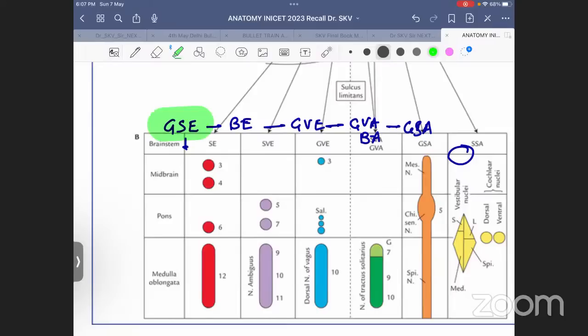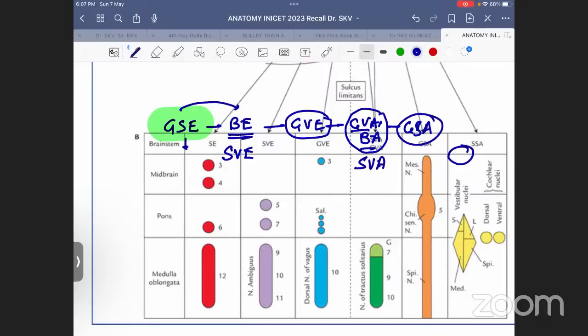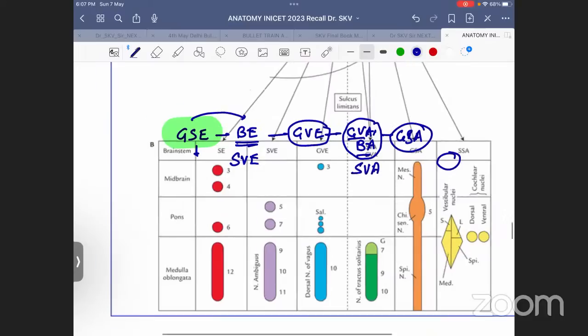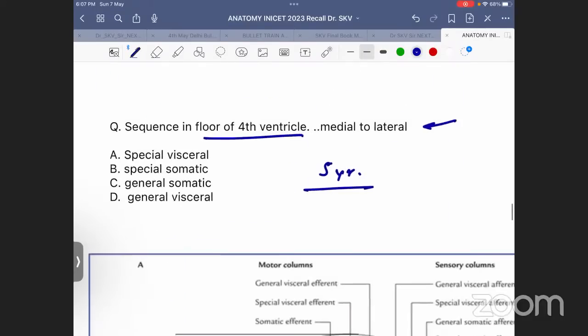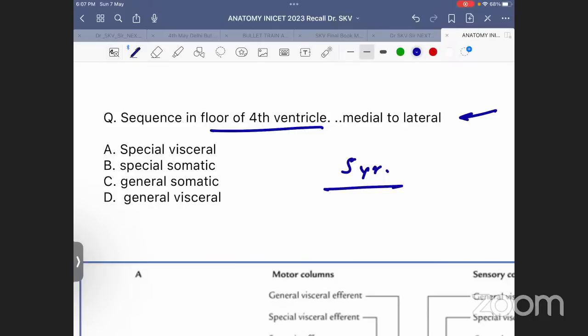So in any kind of question, you can remember this sequence: general somatic efferent, then branchial apparatus efferent, that is our special visceral efferent, then general visceral efferent, then there are the two columns getting fused, our general visceral efferent and branchial efferent, also special visceral efferent, and then general somatic efferent. Okay, so this is the sequence. So whatever the option was given, you can opt according to it.